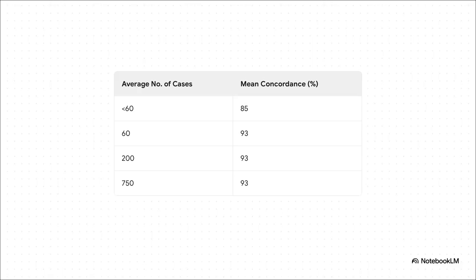See, in their big review, the studies with fewer than 60 cases had a noticeably lower mean concordance. But as soon as you hit that 60 to 200 case range, the rate just stabilizes right around 93%. So just piling on hundreds more cases doesn't necessarily make your validation any better.